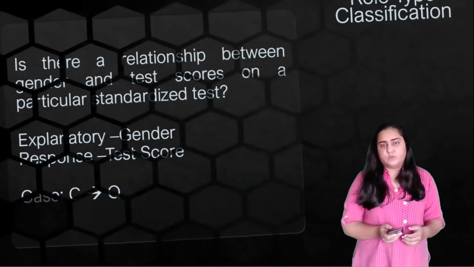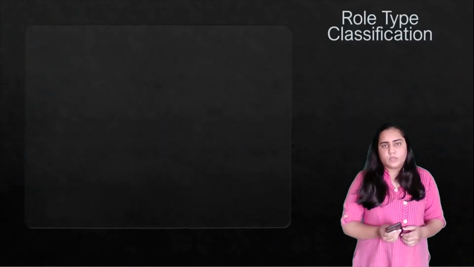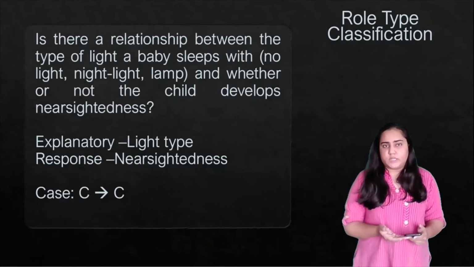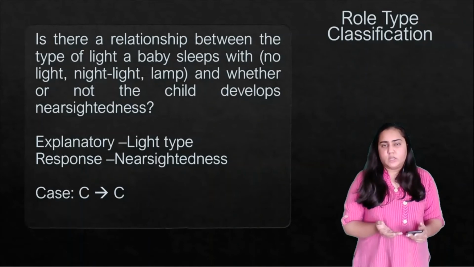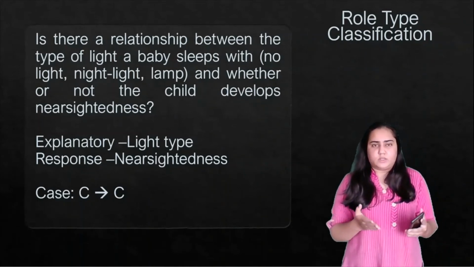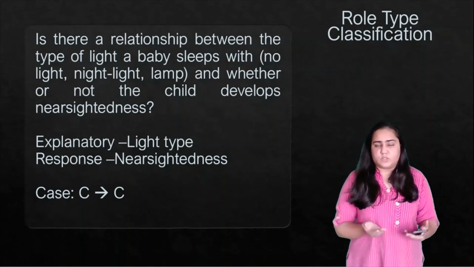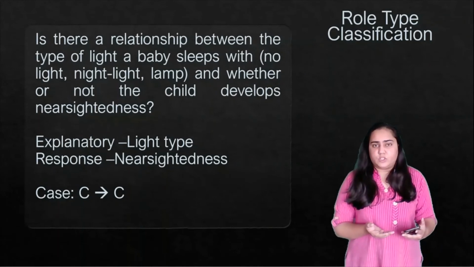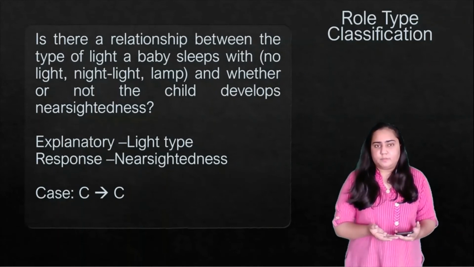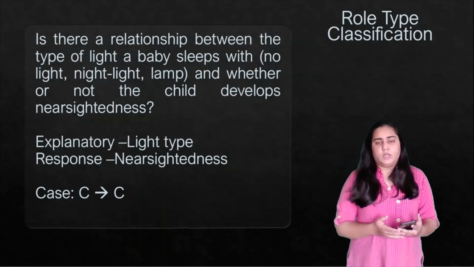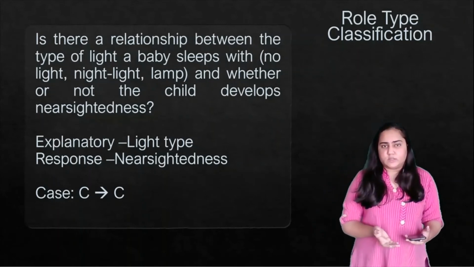Let's see the next question we had. The next question we had was something like this. Is there a relationship between the type of light a baby sleeps with, and the types of lights are also given in the question, which is no light, night light, and lamp, and whether or not the child develops nearsightedness? So we found out that the explanatory variable is the type of light and the response is nearsightedness.